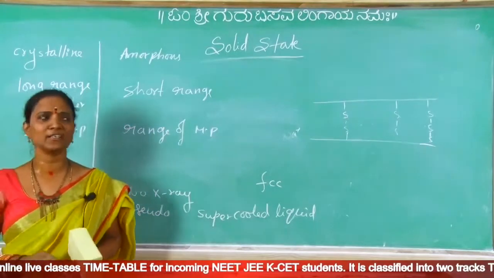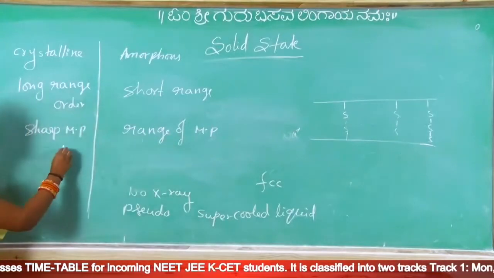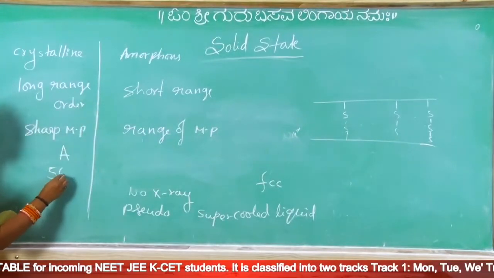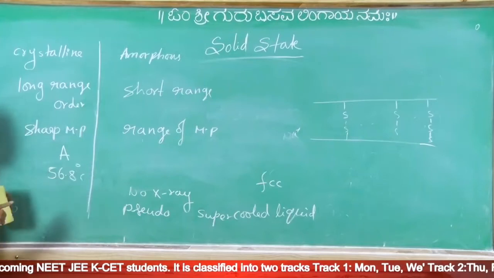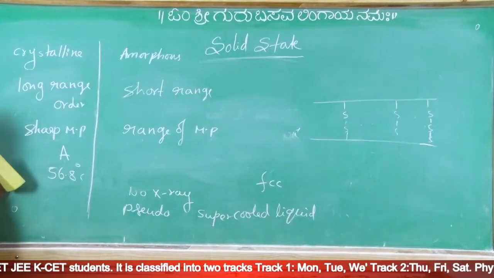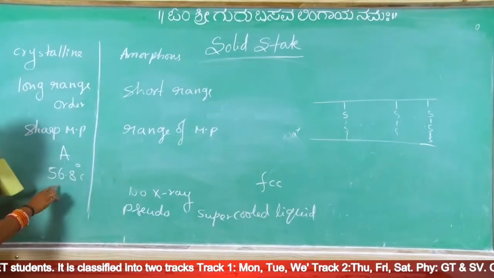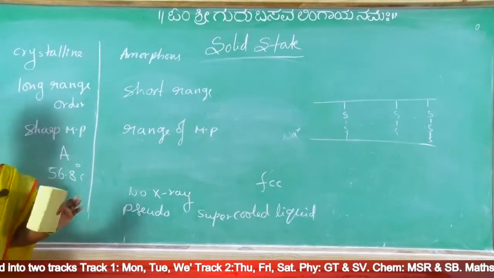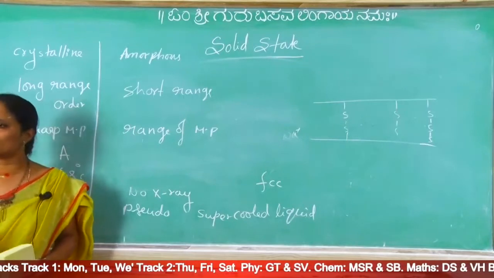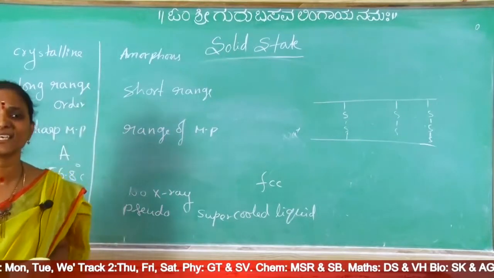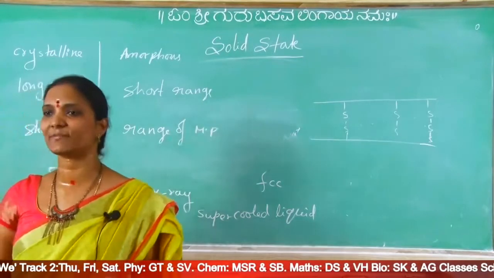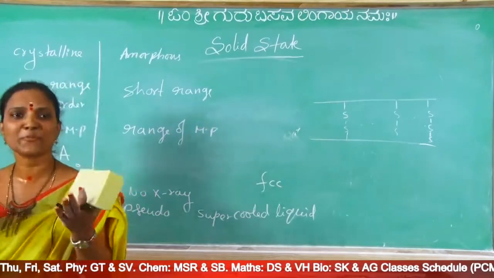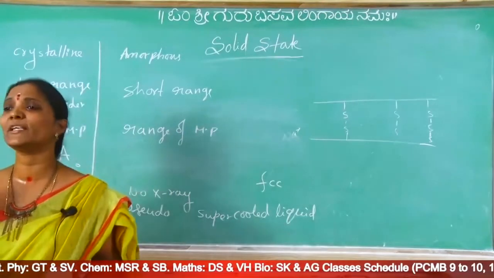If it is crystalline, say substance A, its melting point is 56.8 degrees centigrade. We can give the exact temperature. At this temperature only melting takes place. Before this, even at 56 degrees centigrade, no melting. That is the exact melting point. Why this exact melting point? Exact structure is there, regular arrangement is there, perfect structure is there, so perfect melting point is also there.